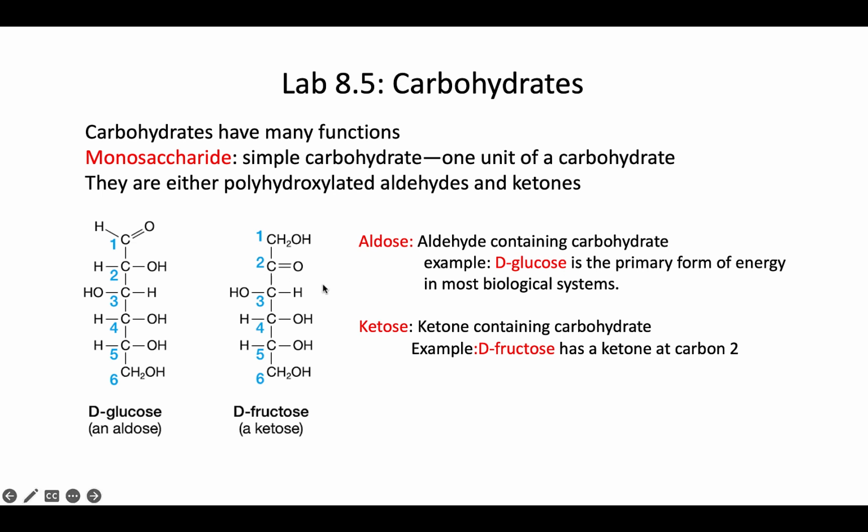D-fructose is an example of a ketose. So a ketose is a ketone-containing carbohydrate. In this case, the ketone group is at carbon number 2, and then all of the rest of the carbons have hydroxyl groups attached to them.